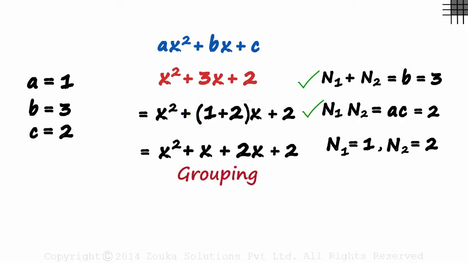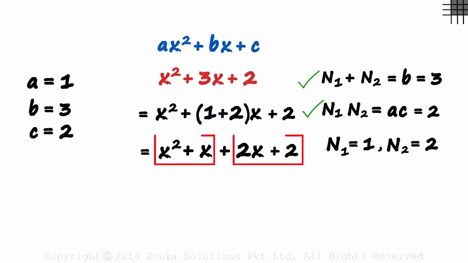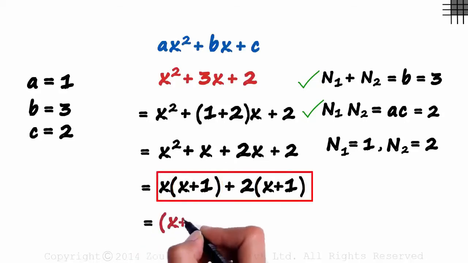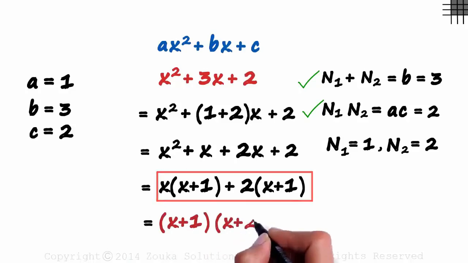Now we can use grouping, which we learnt in the previous session. Considering these two groups and taking the common factors out, this is what we get. x times x plus 1 is this group and 2 times x plus 1 is this group. x plus 1 is common to both the products and this would be multiplied with x plus 2. There you go. We have factorized this down to x plus 1 times x plus 2.